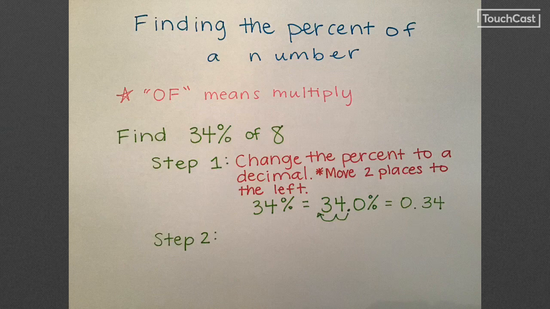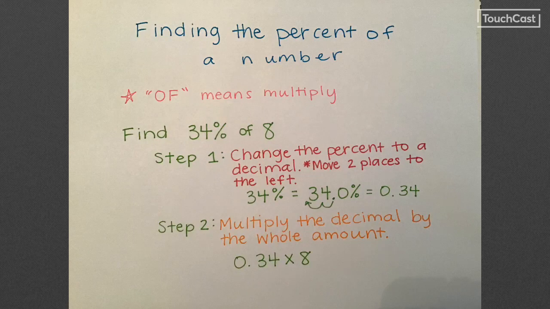Now, it's important to remember if we do not see a decimal, it means it's behind the number in the ones place. That makes 34% the same thing as 0.34 or 34 hundredths. The second step is going to be multiply the decimal that you just made by the whole number. So we'll have 34 hundredths times 8.